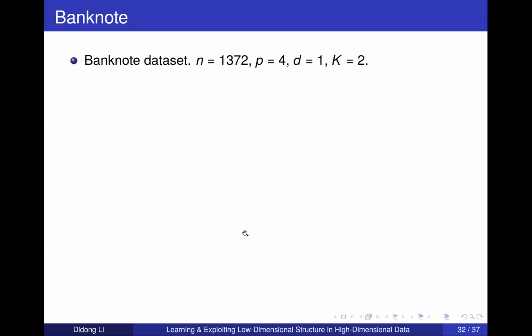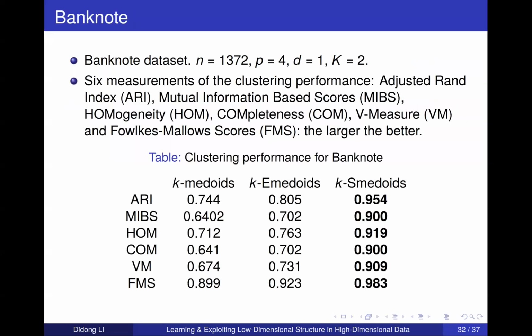We have also some real data, so I guess I don't have time to talk about details. The banknote, I guess you are all familiar with this very simple data set, and here the intrinsic dimension is chosen to be 1. So we tune this by cross-validation. You can see the 6 measurements. In terms of all these 6 measurements, we have the best performance for the spherical approximation.